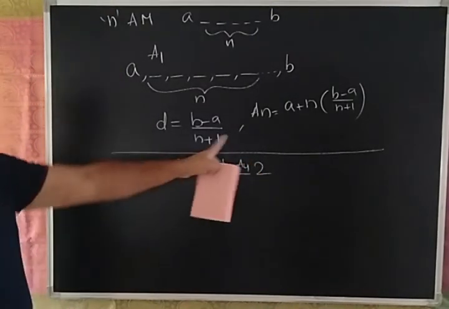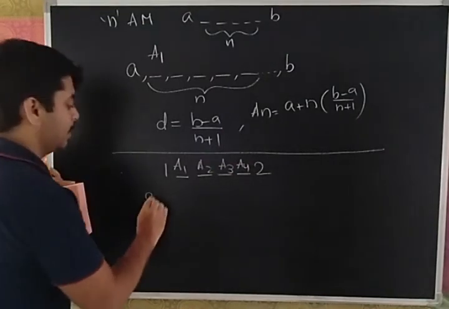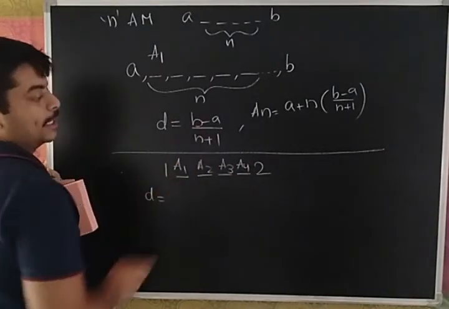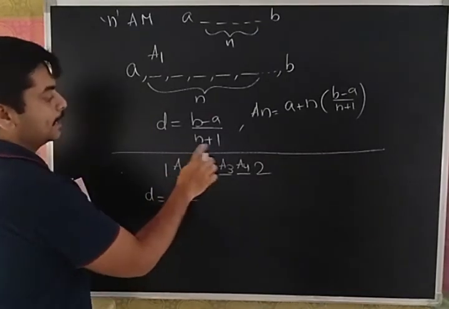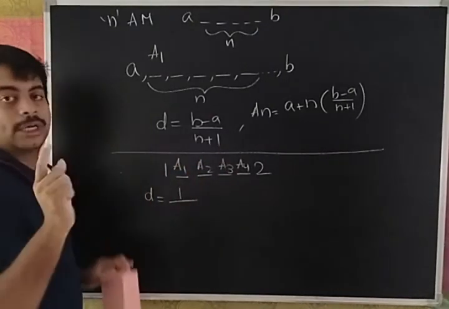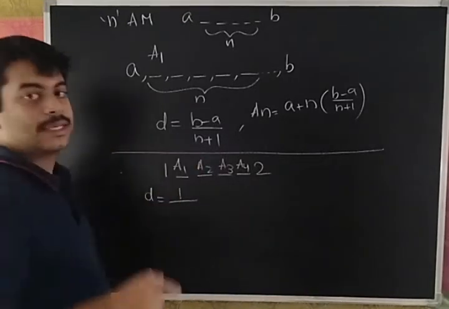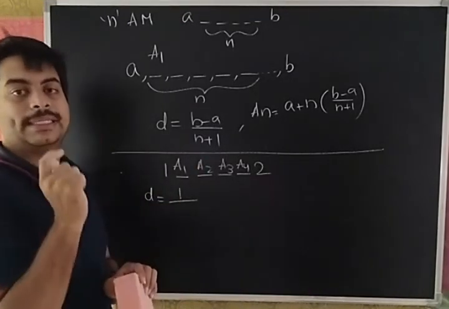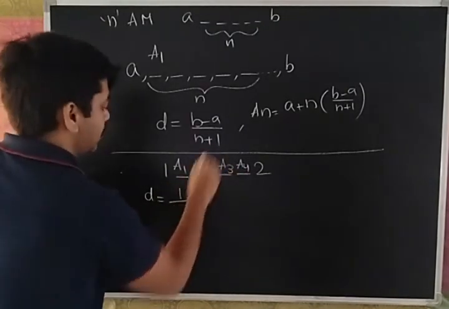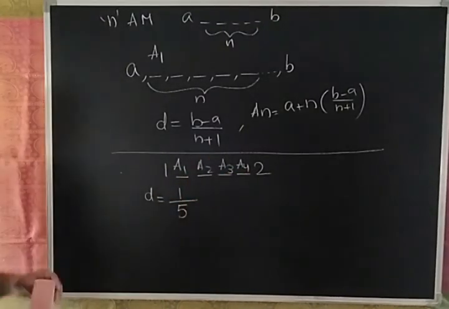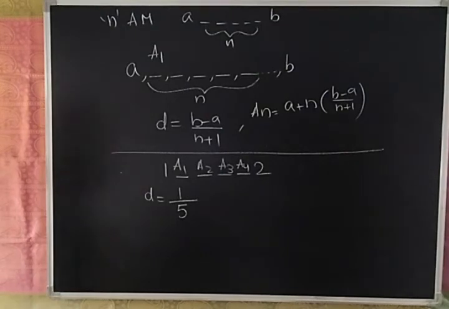So you have the formula. What is the common difference? D is equal to B minus A. What is B? The last term. 2 minus 1, 1 by n plus 1. What is n? N is not the total number of elements here. N represents the number of arithmetic means. So 1, 2, 3, 4, it is 4 plus 1. So the common difference will be 1 by 5.